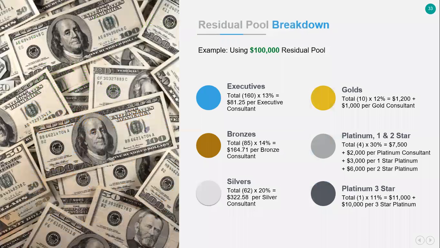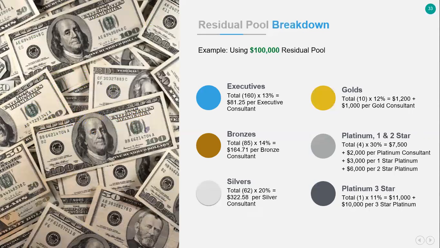All right. So here, this slide just really gives an example of the residual pool breakdown. So when you are explaining the compensation, you can say, okay, an example of how the residual pool breakdown works. Let's say that there's $100,000 in the residual pool. So the executives, 13%, will get $81.25.